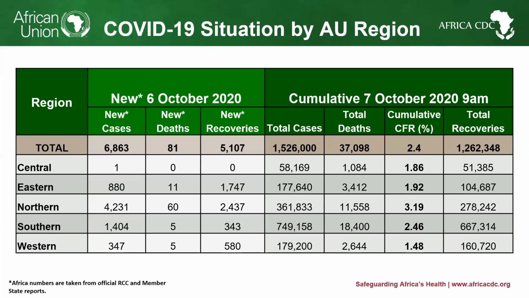This slide shows the table of the distribution of COVID-19 cases, deaths, recoveries by African Union region. And over the last 24 hours, about 6,863 new cases have been reported, of which the Northern and Southern African regions reported almost all these new cases, with new deaths of about 81, and the recoveries are over 5,000.